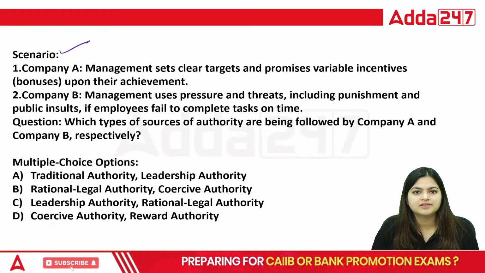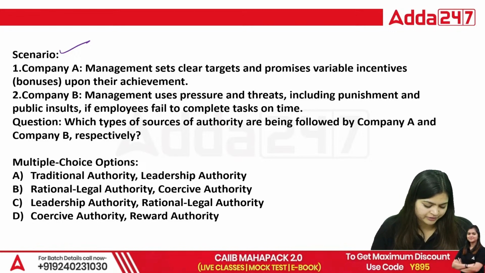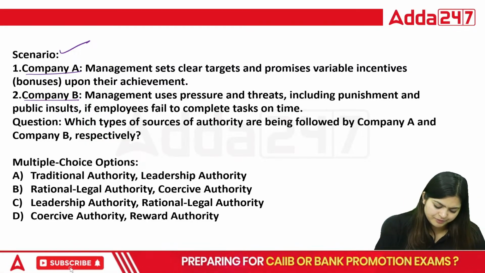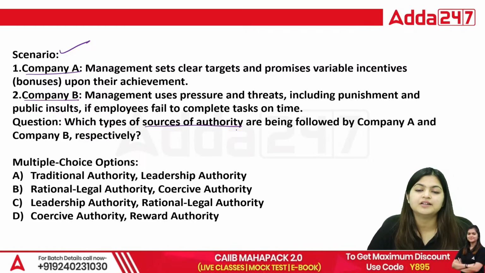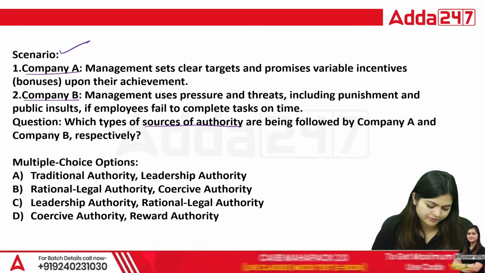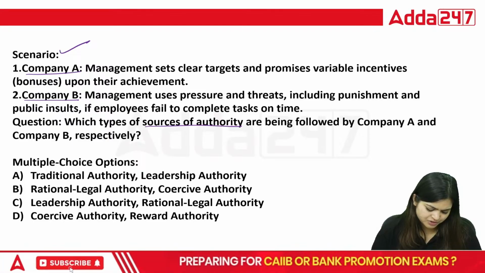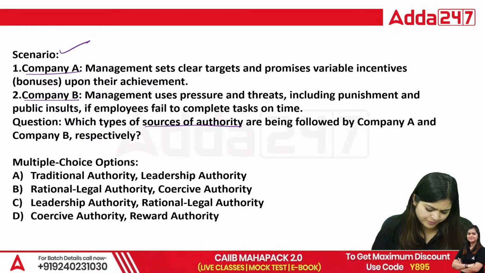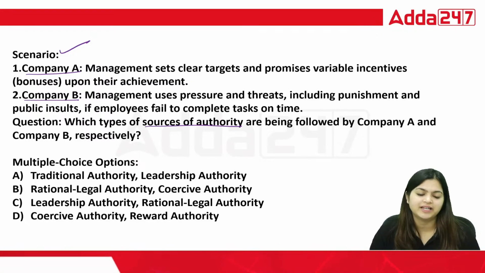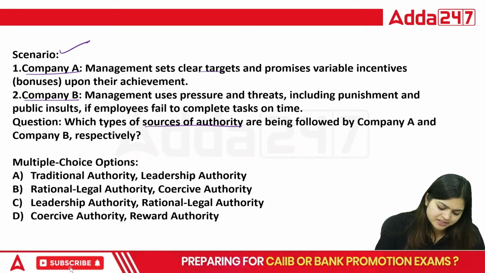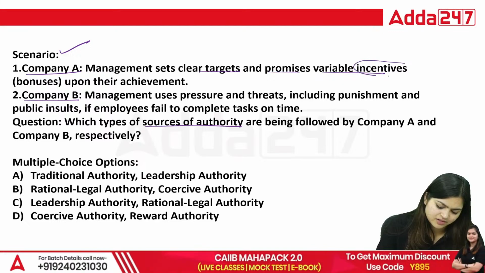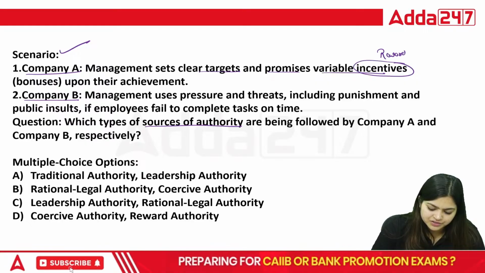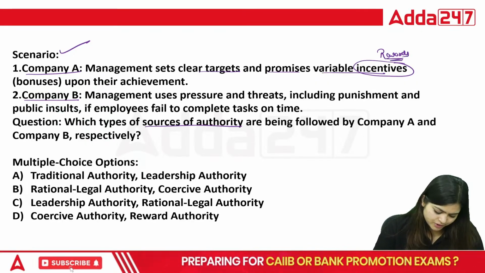Okay, so this question is again based on your theory, and they gave two scenarios, company A and company B. They are asking which type of sources of authority both the companies are following. Not the same, they both are following different ones. The options are traditional leadership, rational coercive leadership, and rational, coercive and reward. So let's read option A again. Management sets clear targets, promises variable incentives, bonuses upon their achievement, which means they are talking about rewards. So this is your rewarding one.